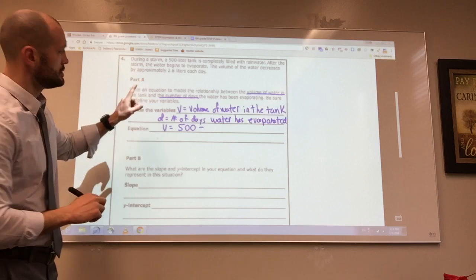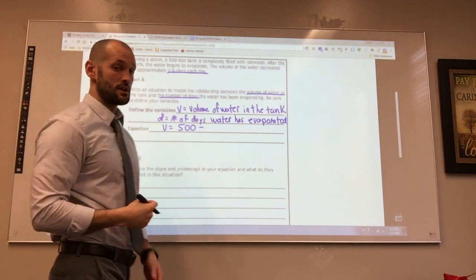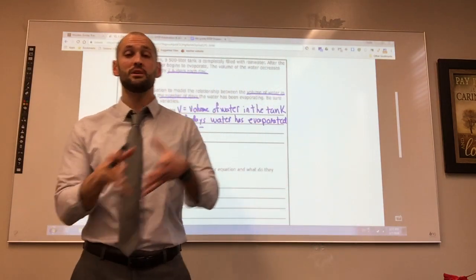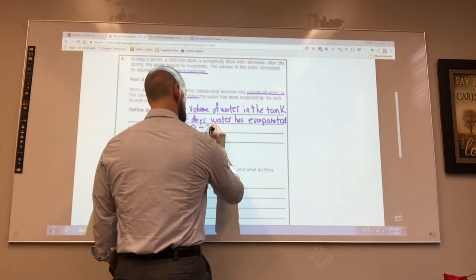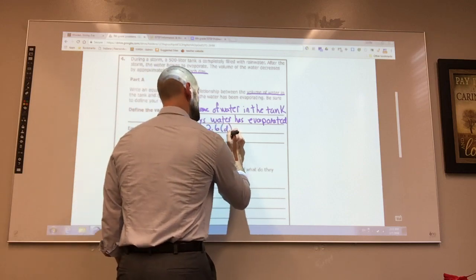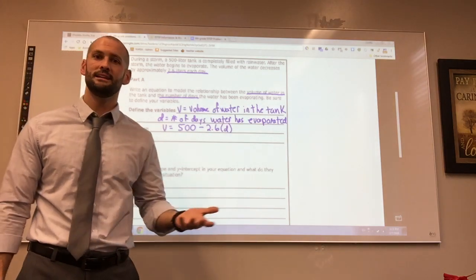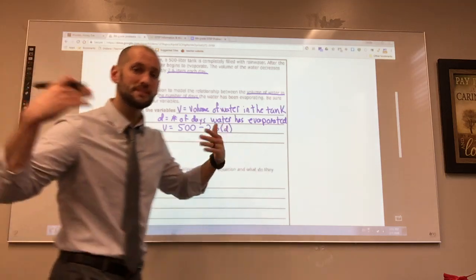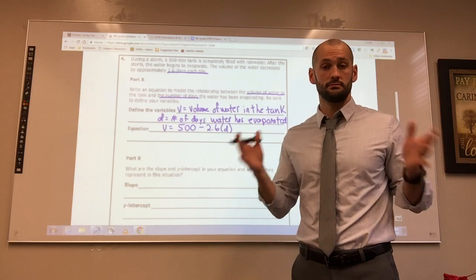Now look at the actual wording here. 2.6 liters each day. Another way to say that is 2.6 liters per day. When you have a rate with a unit, that's almost always multiplication. So we're losing 2.6 liters per day. All right, I put parentheses around it. Feel free to just put 2.6d. It's the same thing, okay? There's my equation. You don't have to solve. Notice it didn't ask you to. I know so many times students want to tell you a number. Didn't ask for it. Don't give it, okay?